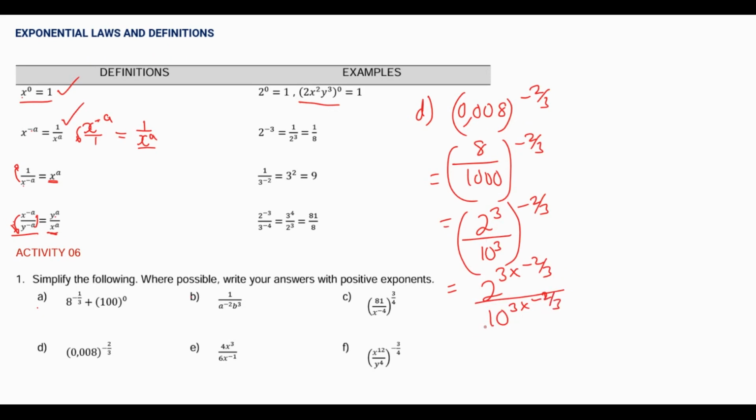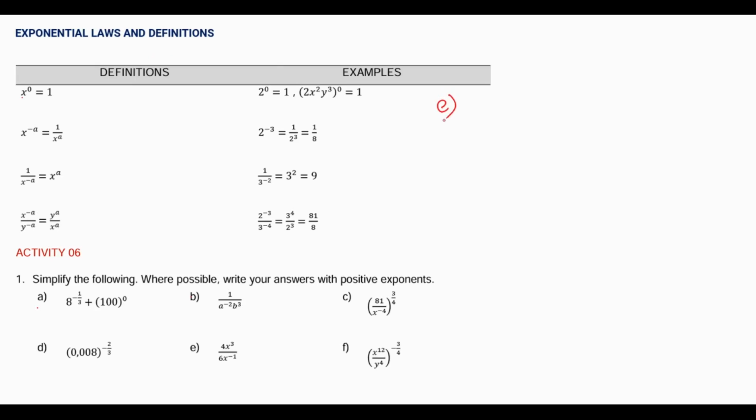And then what do you get? 3 divided by 3 is 1, will remain negative 2. So it's 2 to the power negative 2 over 10 to the power 3 divided by 3 is 1, negative 2. So we can use this law here. So this is equal to, this one goes up, becomes 10 to the power 2, and this one goes down, becomes 2 to the power 2. So which is 100 over 4, which is 25. E.